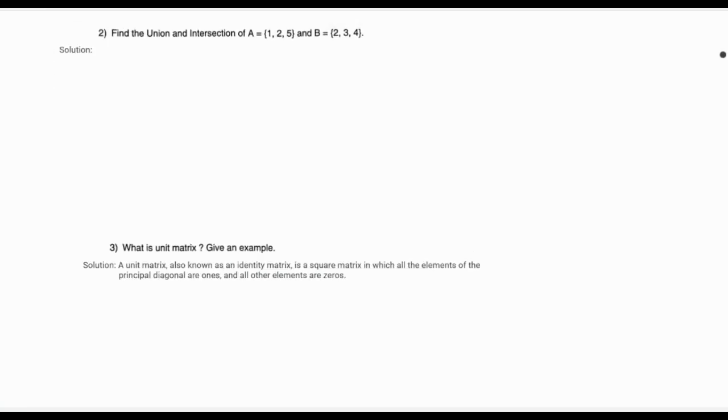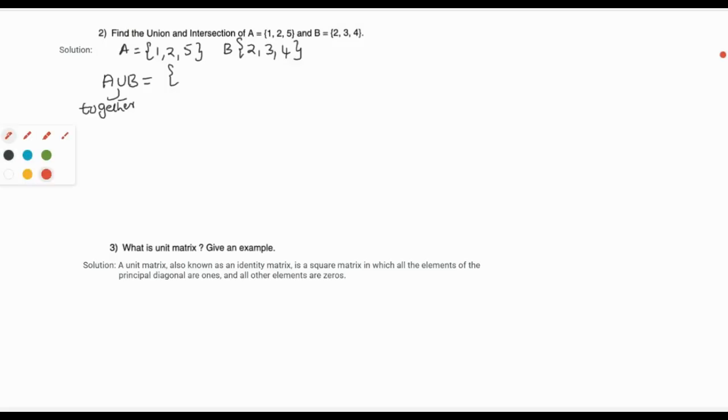Find the union and intersection of the given sets. So here given A is 1 to 5 and B is 2, 3 and 4. So A union B is nothing but writing all the elements together. You should write all the elements, but the condition is the repeated elements will be written only one time. So here A union B will be 1, 2, 3, 4 and 5.